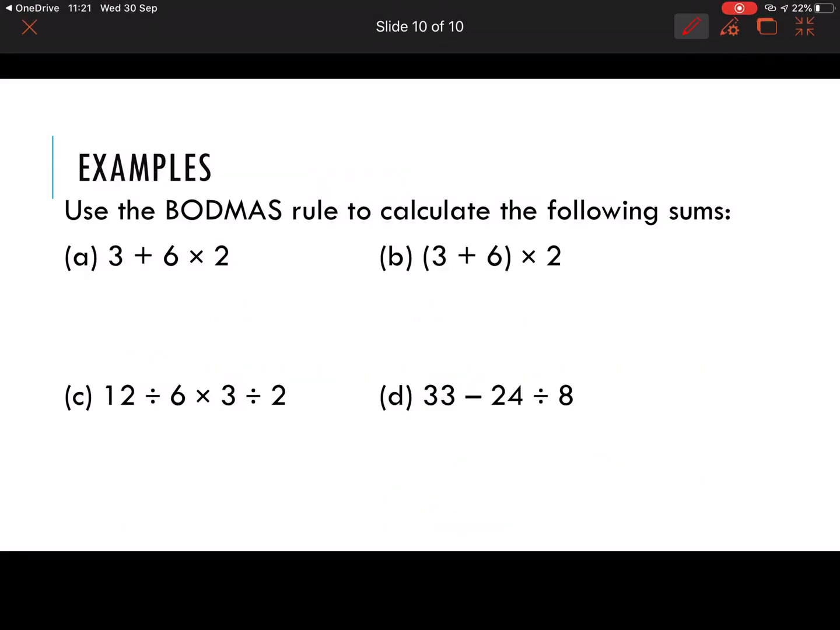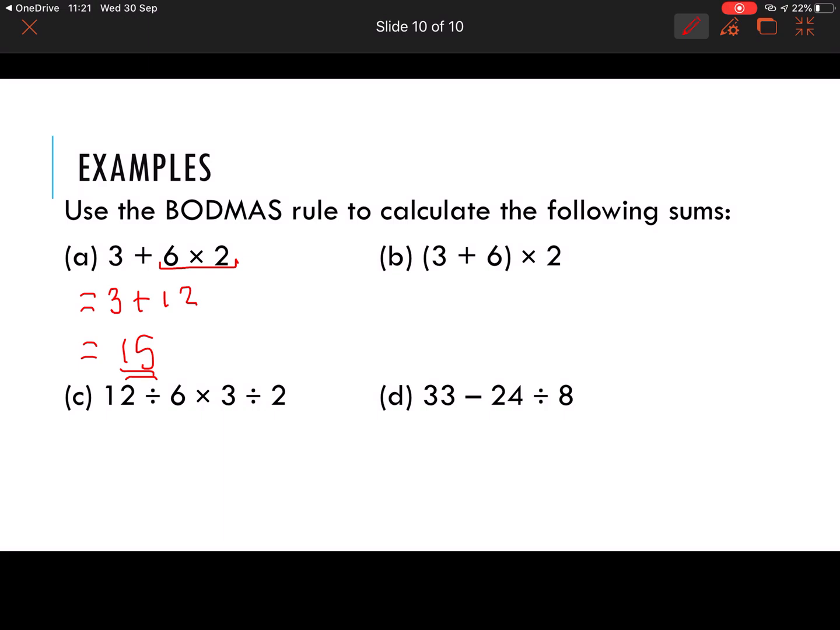Use the BODMAS rule to calculate the following sums. Firstly, we look for any brackets. There aren't any. Are there any powers or roots? No. So the next thing we look for is multiplying and dividing. There is a multiply here, so we're going to do that before we do the add. We have 3 plus 6 times 2. 6 times 2 is 12. 3 plus 12 is 15.